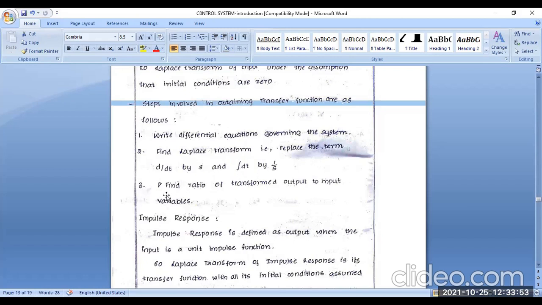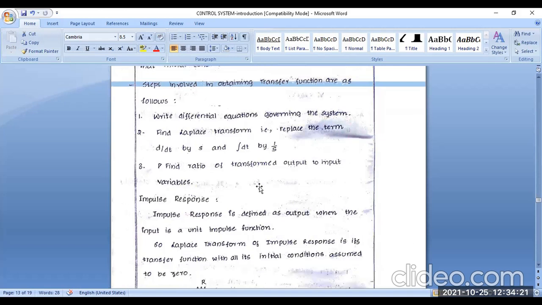Then number three, find the ratio of transformed output to input variables. That is the gain also. We have to tell what the gain is. That is the transfer function ratio. It is the ratio between the output and the input variable. Whatever output we receive from the output variable corresponding to the input variable, this ratio between output by input is called the transfer function.